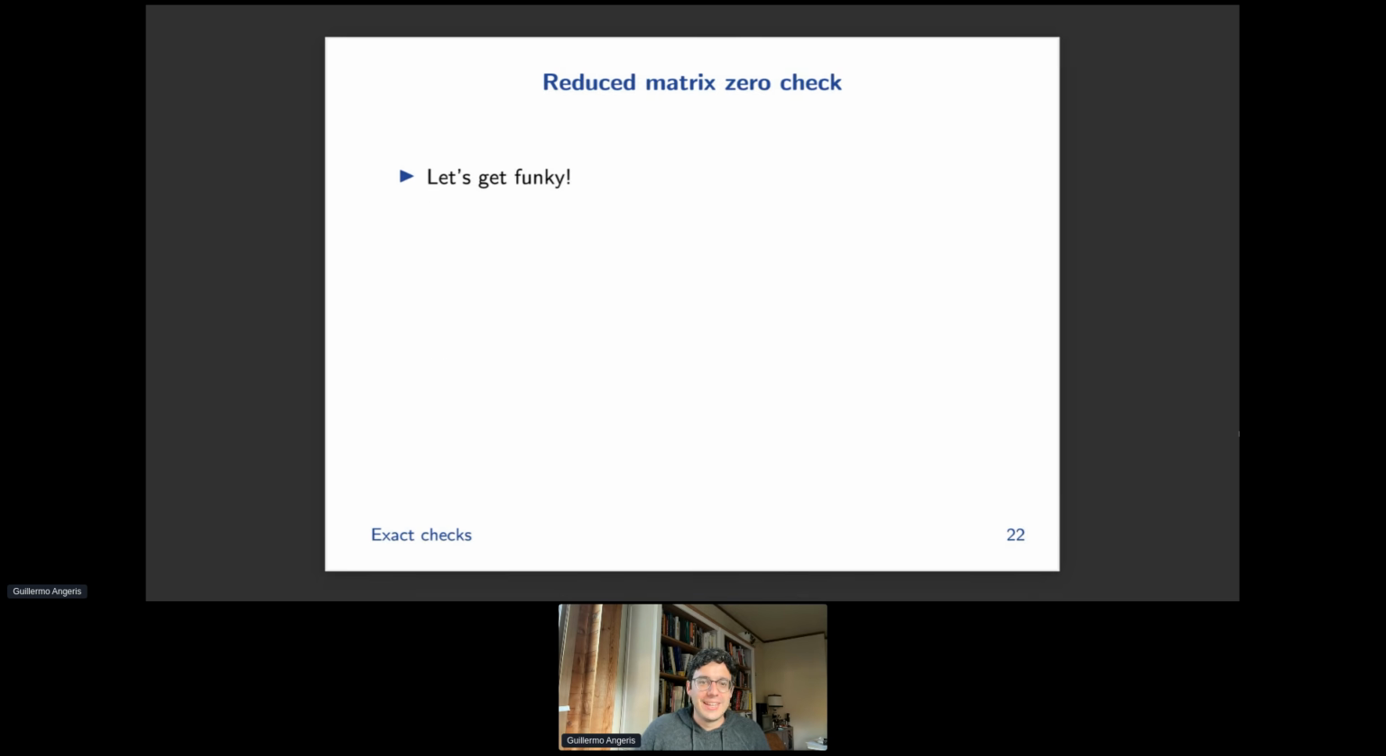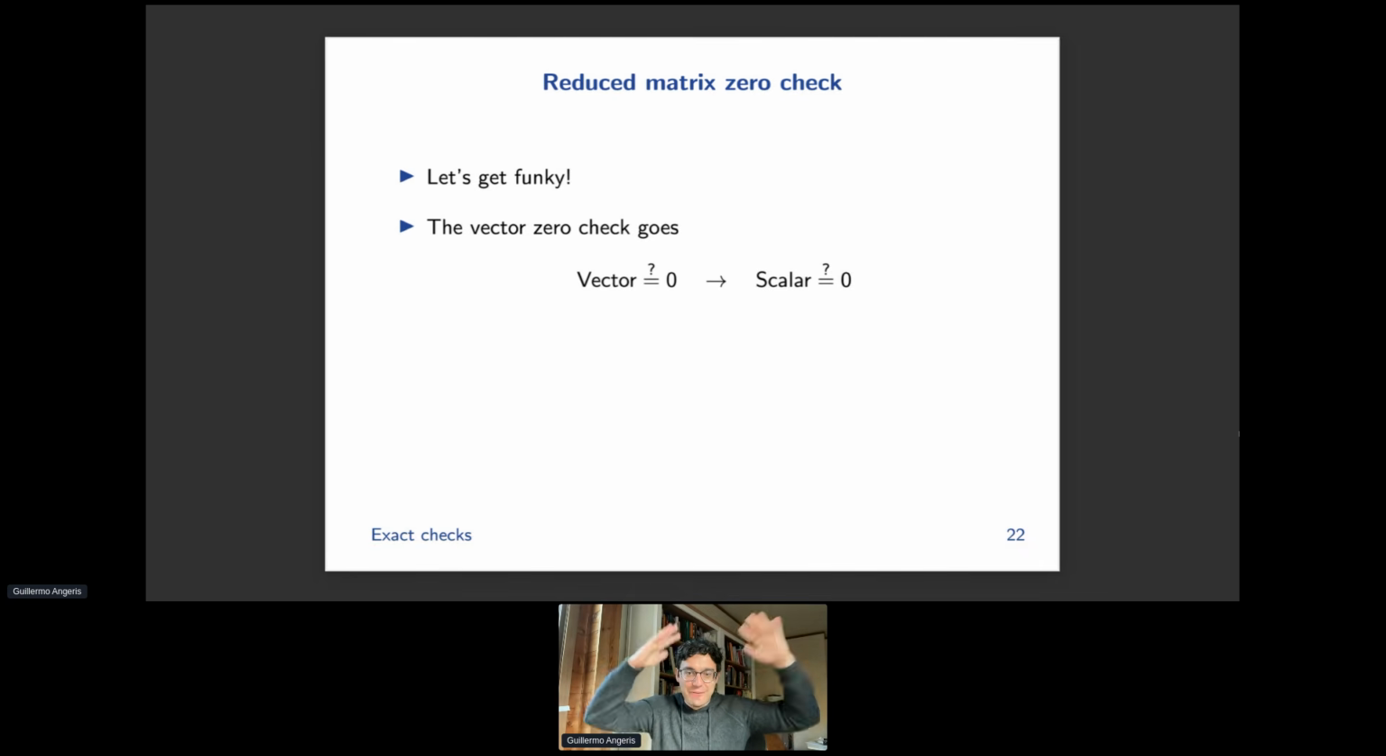Okay. So let's get funky. Here's a fun fact. The vector 0 check, what is it doing? At a high level, the vector 0 check takes a vector, which is our message, and then somehow reduces checking that the vector equals 0 to checking that a single scalar equals 0. There's some randomness and some stuff involved, but whatever. At the high level, all we have is we start with a vector, I want to check that the whole thing is 0, and then we reduce that problem to checking that a single scalar equals 0.